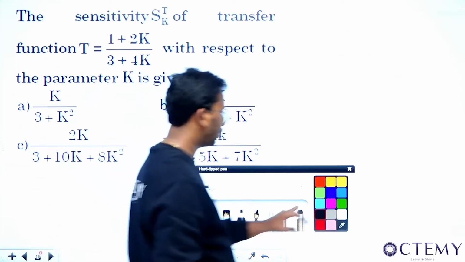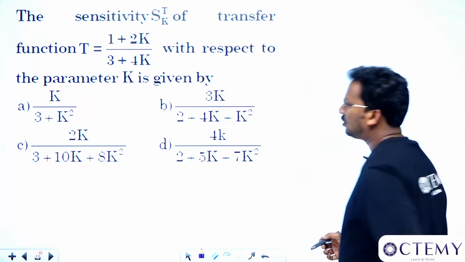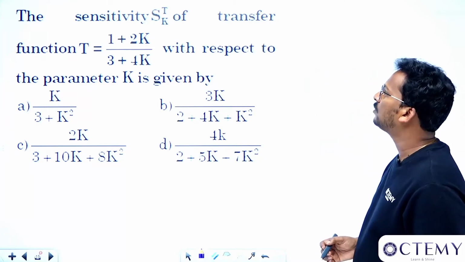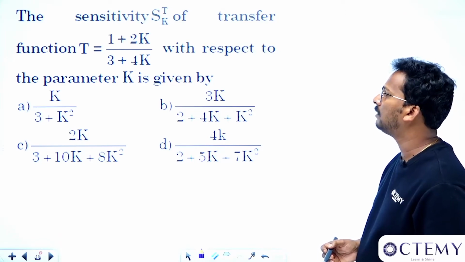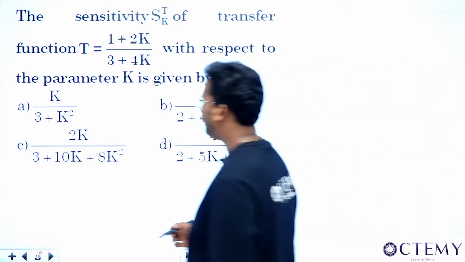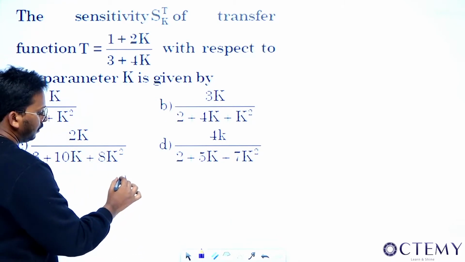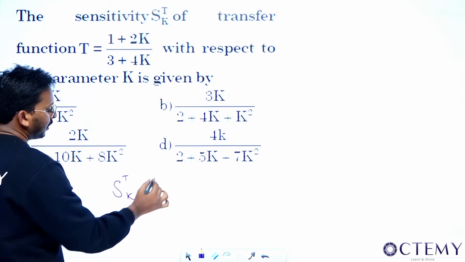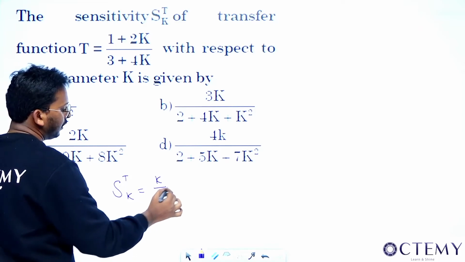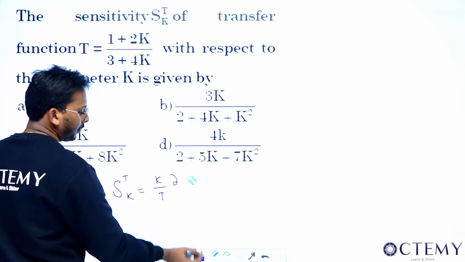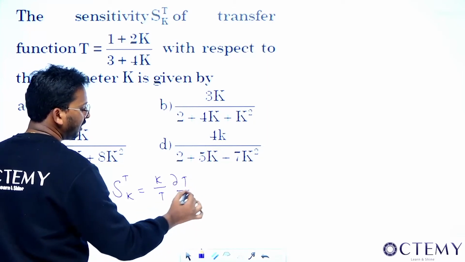What is it telling in the next question? If I read the next question, this is also based on sensitivity. He says that the sensitivity STK of the transfer function T with respect to the parameter K is given by, very straightforward question this is. We know the formula: STK is equal to K by T into dou T divided by dou K.